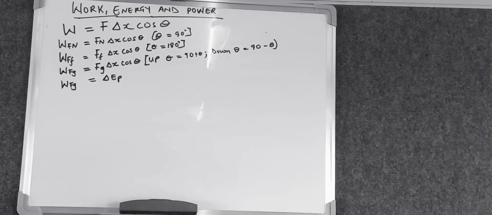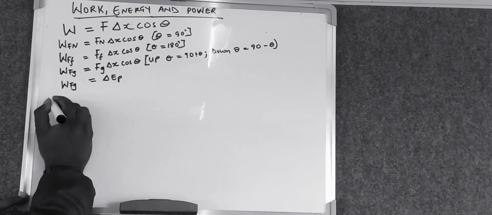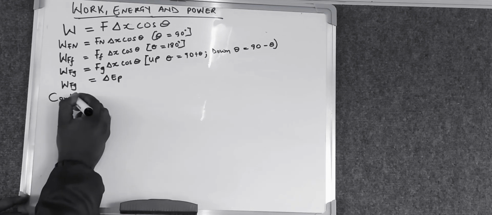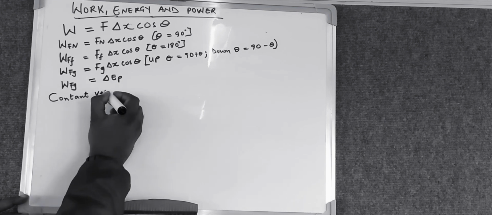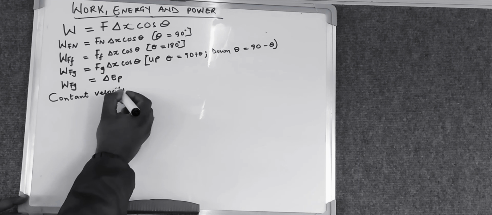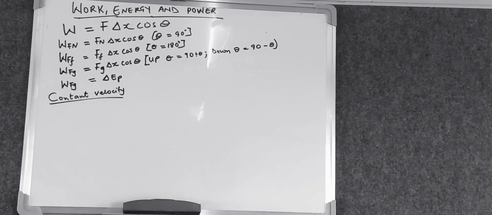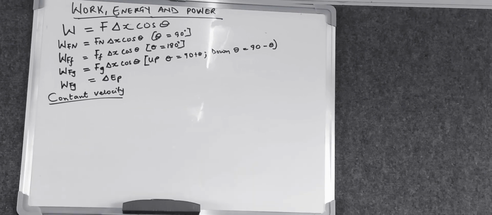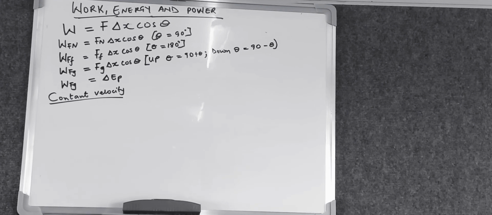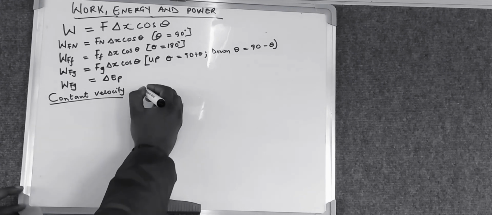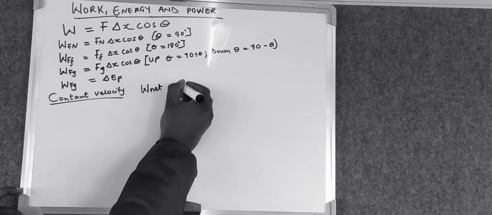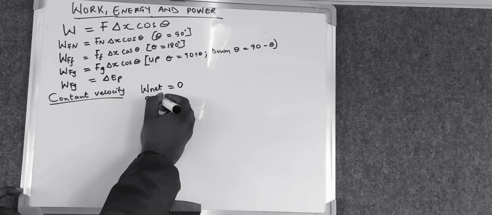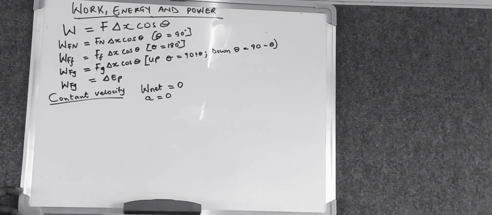And another one also which I want us to discuss will be, remember, most times we will be given that the object is in a constant velocity. So anytime we are given that an object is in a constant velocity, remember, the net work done will be 0. The acceleration will be 0 meters per second squared.